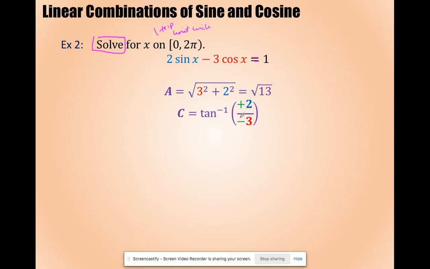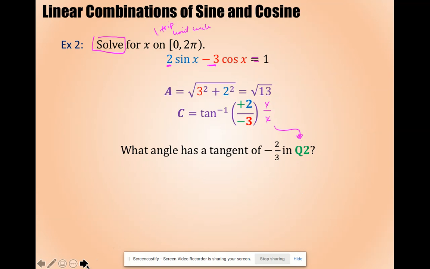So here I go, inverse tangent. Be careful who's with your sine. +2 is with sine, -3 is with cosine. I keep, because who has a positive y and a negative x? Quadrant 2. So this is where you stop when you are just practicing expressing.